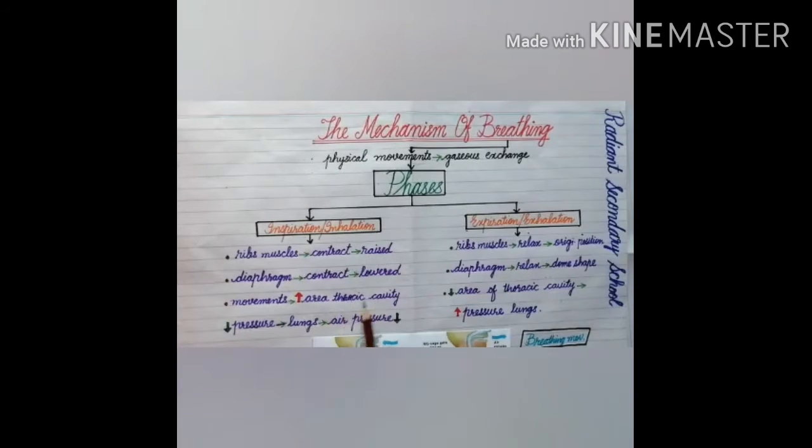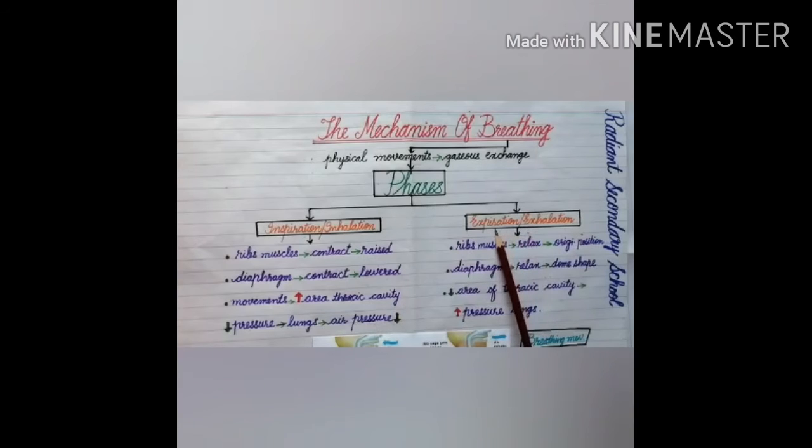What is the thoracic cavity? The thoracic cavity is the chest cavity that is supported by the rib cage. So these movements increase the area of the thoracic cavity and decrease the pressure on the lungs. As a result, the lungs expand and the air pressure inside the lungs also decreases. So the air rushes into the lungs to equalize the pressure on both sides.